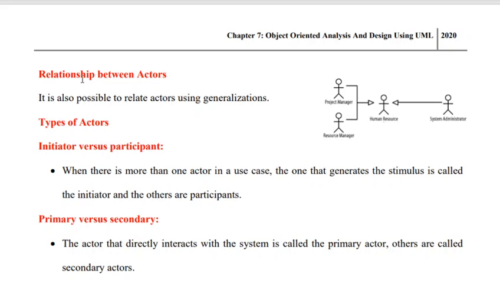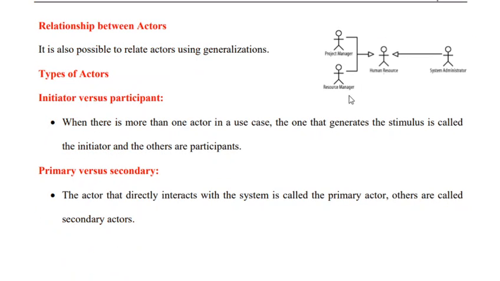Now, let us try to understand the relationships between actors. There may be different types of relationship between actors. As in the case of use cases, take human resource, which is a generic actor. Project manager, resource manager, and system administrator are types of human resource. They are specialized versions of human resource, whereas human resource is a generalized version of all of these actors. So this is a type of relationship that may exist between actors, that is, generalized and specialized relationship.